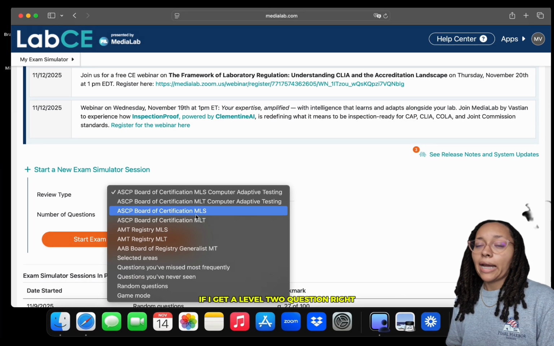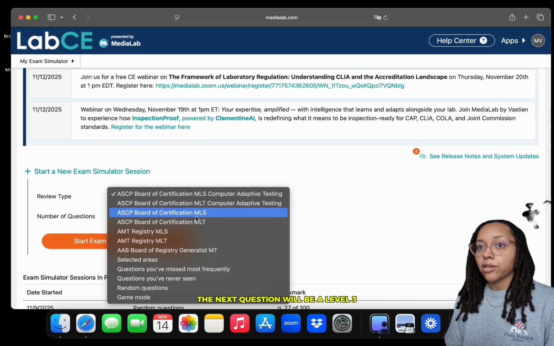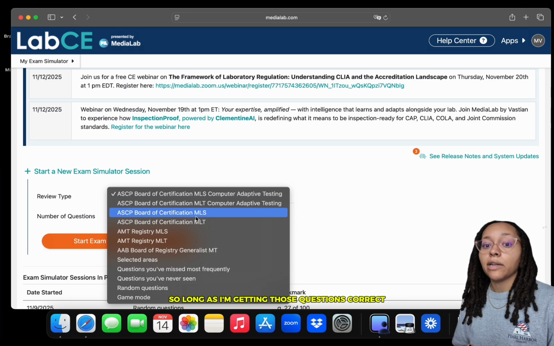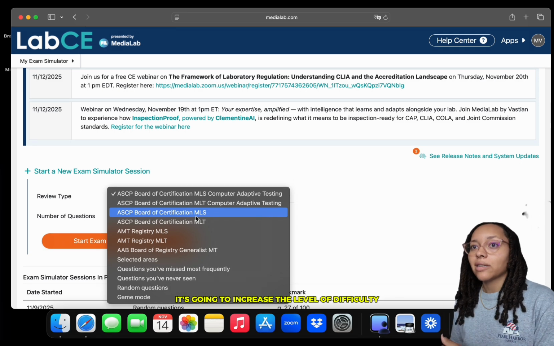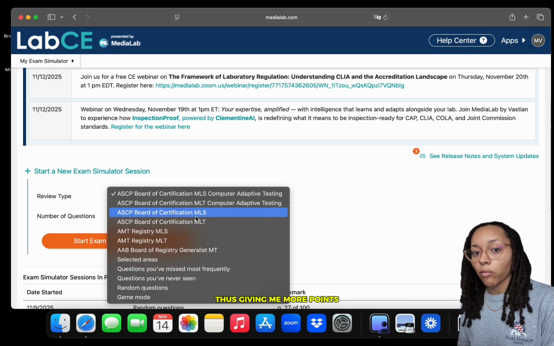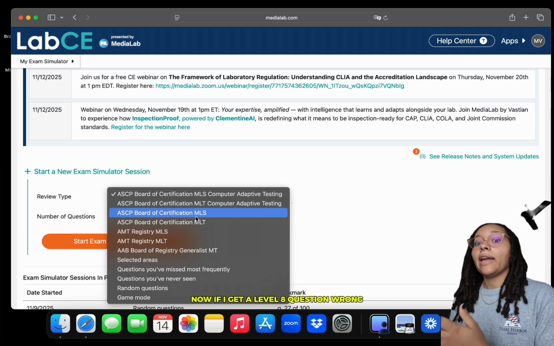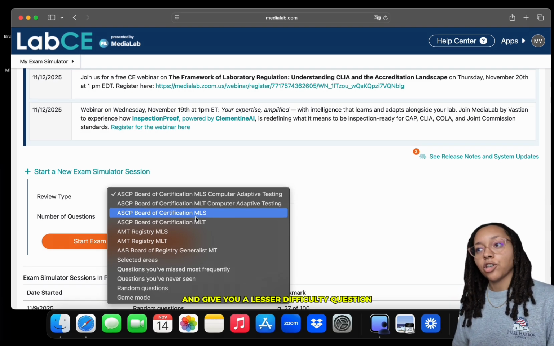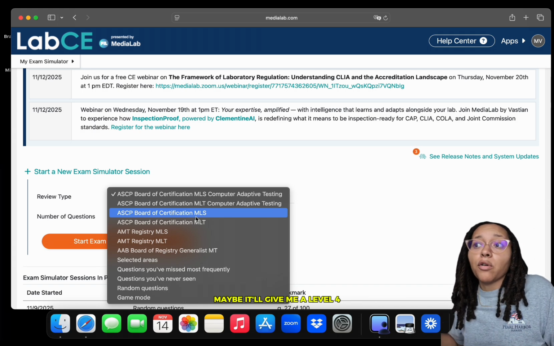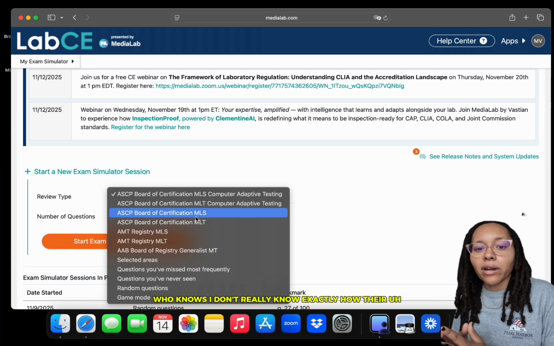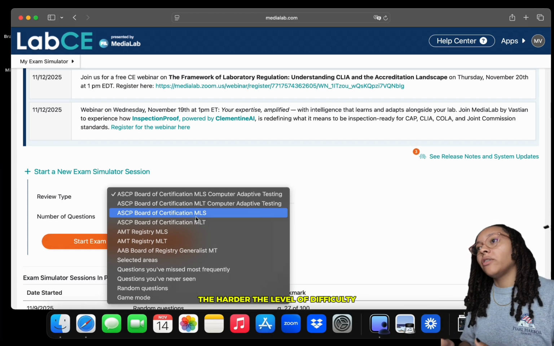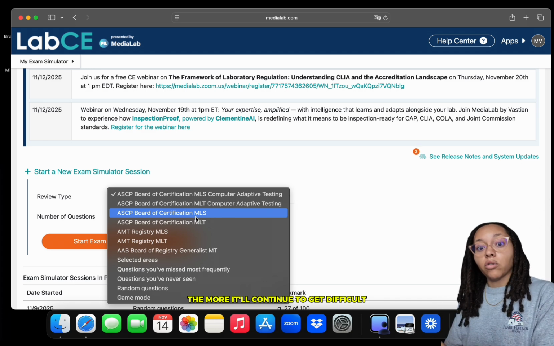For example, if I get a level 2 question right, the next question will be a level 3 and level 4 and level 5. So long as I'm getting those questions correct, it's going to increase the level of difficulty, thus giving me more points. Now, if I get a level 8 question wrong, it'll back up and give you a lesser difficulty question. Maybe it'll give me a level 7. Maybe it'll give me a level 4. Who knows? I don't really know exactly how their AI or algorithm works, but I do know the harder the question, the harder the level of difficulty of question that you get correct, the more it'll continue to get difficult until you get it wrong.